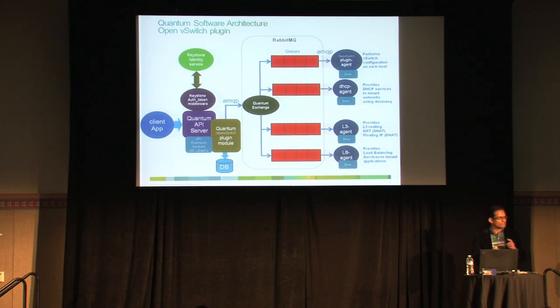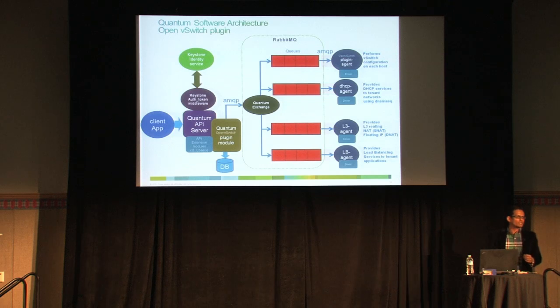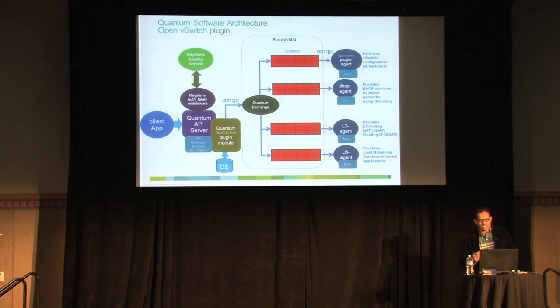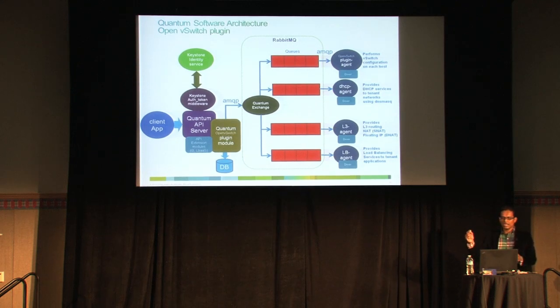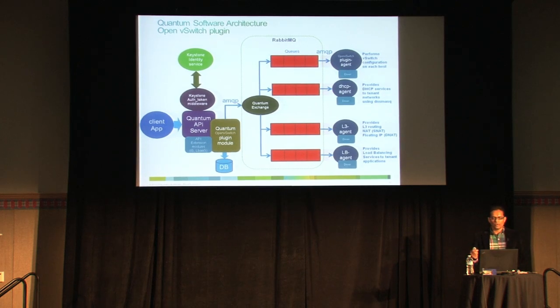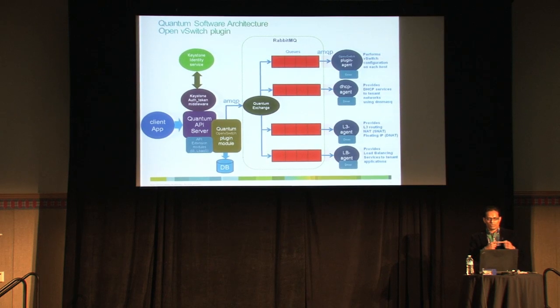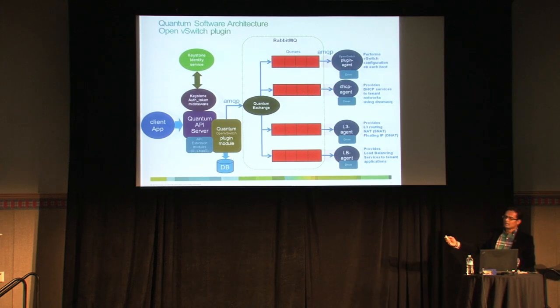What RabbitMQ does is, it knows one thing. It takes a message, and then it knows how to send it out to a queue. It receives and sends out messages. So that's what happens here. A message is sent, and then there are different agents that are running on the endpoints. For instance, if you want to plug a VNIC into a network port, then the Open vSwitch plugin agent receives a message saying, go ahead and do that job, through this message bus.